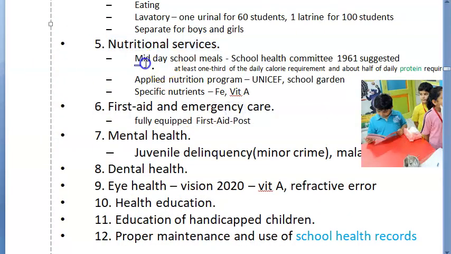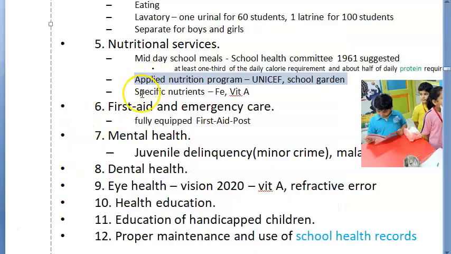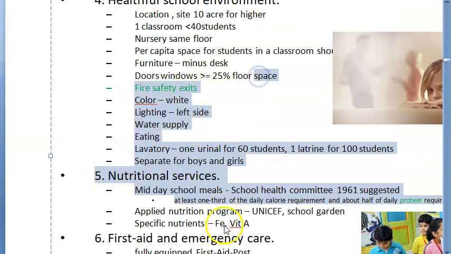Nutritional services, we saw midday school meals. The school health committee suggested that one nutritious meal you should give so that they get one third of the daily calorie needs and at least half of the protein needs. Then the applied nutrition program by UNICEF. You should have a school garden. You can have your own, they'll give seeds and manure, and you grow all your vegetables yourself. That's nice, right? I think this is very, very nice. What do you say, guys?